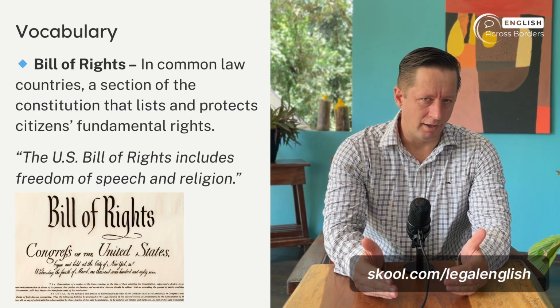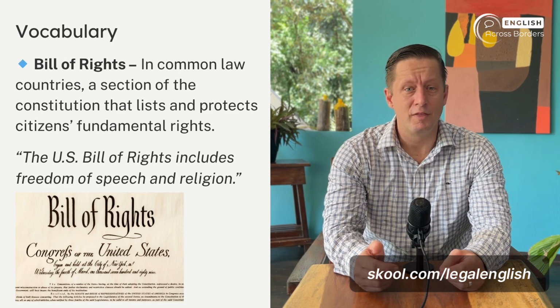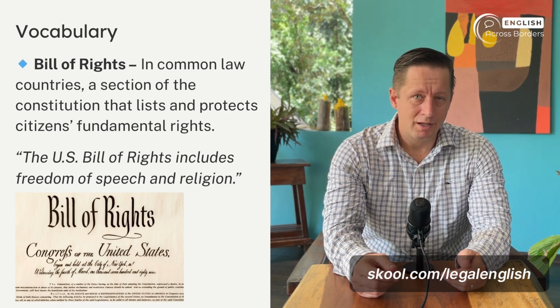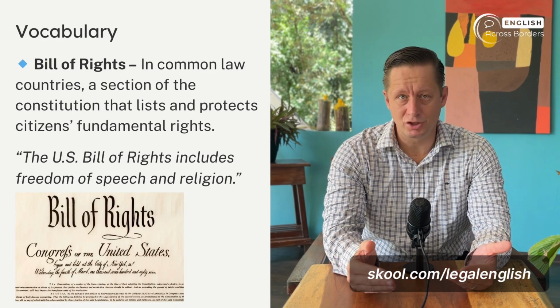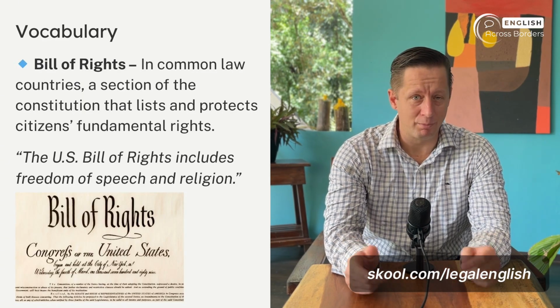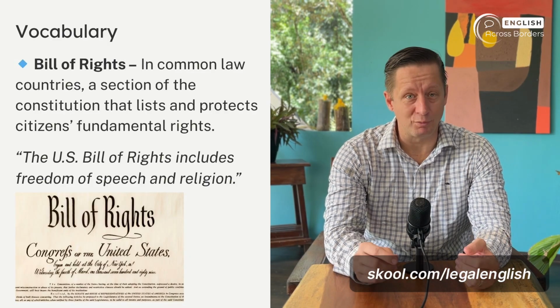The Bill of Rights is most famously part of the U.S. Constitution, the first 10 amendments adopted in 1791. It protects rights like speech, religion, assembly, and due process. For example, the U.S. Bill of Rights includes freedom of speech and religion.